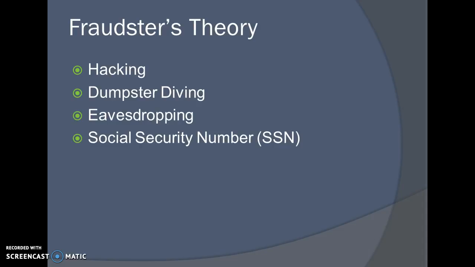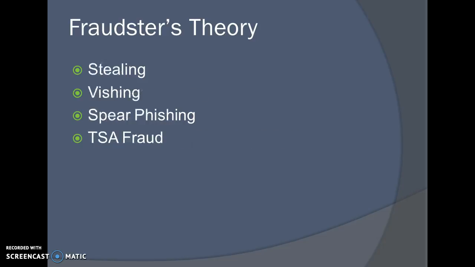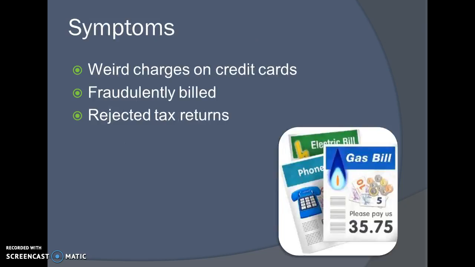Common ways a fraudster chooses to commit identity theft include hacking, dumpster diving, eavesdropping by listening to victims talk about personal information in public, and stealing social security numbers, which fraudsters can use to create bank accounts under the victim's name. Other ways a fraudster can commit identity theft are through stealing purses and wallets, phishing, which is voice phishing scams where fraudsters call victims to gather information, spear phishing, and TSA fraud, where a TSA agent can steal passport information.